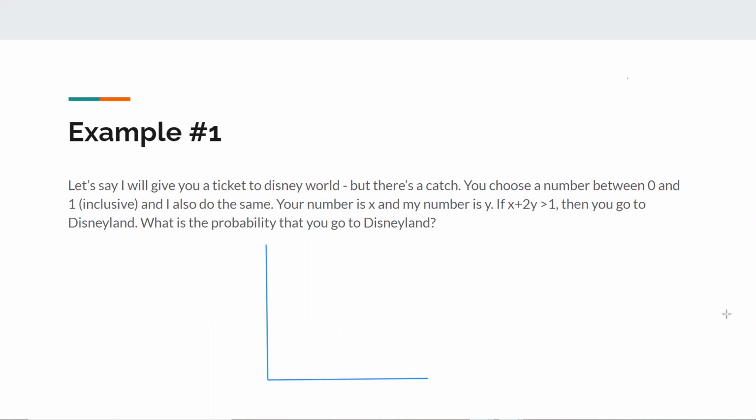This problem is tricky if you don't use geometric probability, because there's literally an infinite amount of numbers I could choose. I could choose 0.3, I can choose 0.314, I can choose 0.314159. You can choose any number too. So how in the world do I find out the probability? That's where geometric probability comes into play.